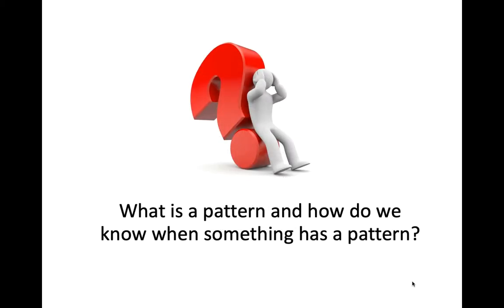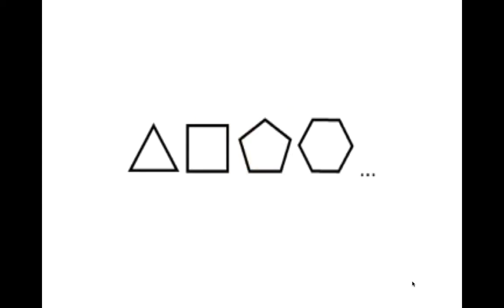So the next thing we want to ask is, what is a pattern and how do we know when something has a pattern? Well, a pattern is something that repeats itself over and over again. And we know it's a pattern because we're seeing something reoccurring. It leads us to be able to make a decision about what the next thing might be in our pattern. So for instance, a nice easy pattern to start with.